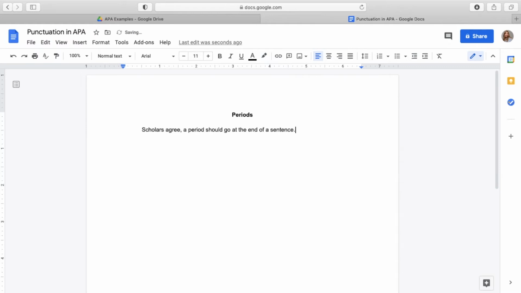When you're writing a sentence in APA, you end it with a period and then only one space after the period, folks. You do not need to double space after the period. I don't know where that came from, but I see it all the time. One space after the period is enough.